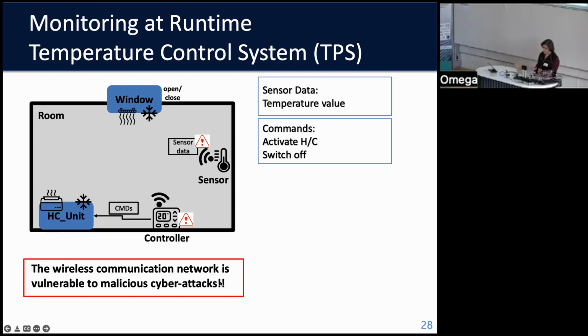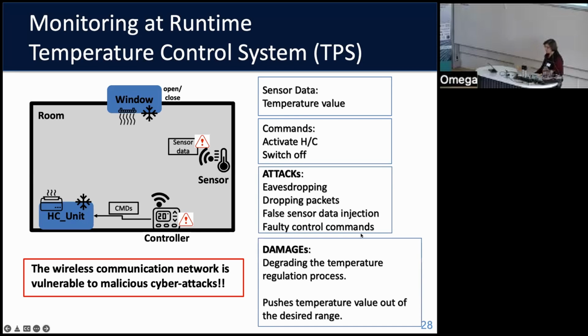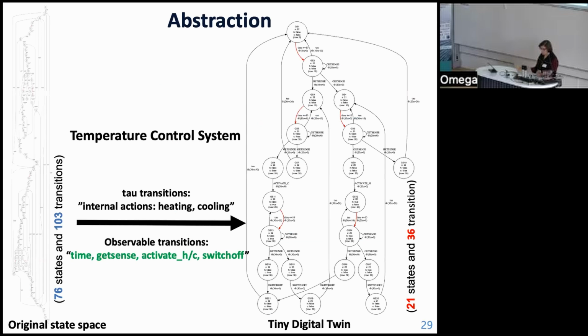This wireless communication network is vulnerable to malicious cyber attacks. And these are the types of attacks that can happen: eavesdropping, dropping packets, false sensor data injection, or faulty control commands. And this can degrade the temperature regulation process. And then you can push the temperature value out of your desired range.